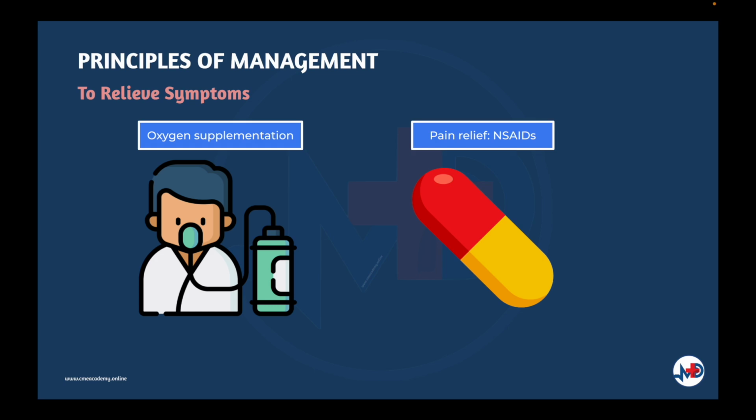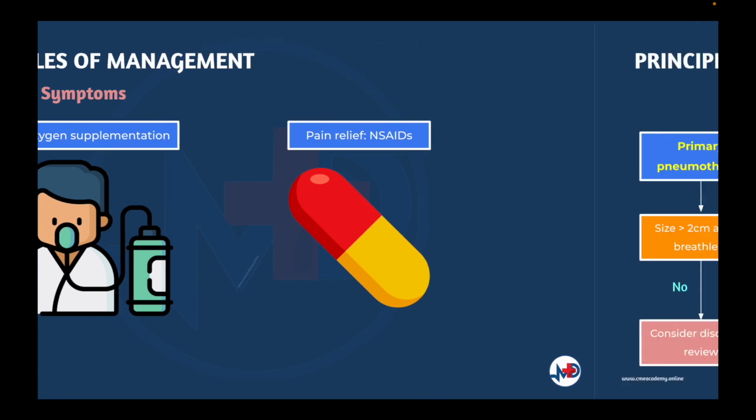We are now done with investigations, and now let's proceed with the part where the topic focuses on the principles of management. The first part of the management we'll talk about will be ways to relieve symptoms. So generally, patients would be tachypneic or dyspneic and requiring oxygen therapy due to hypoxia. So these would require oxygen supplement as well as pain relief such as NSAIDs if necessary.